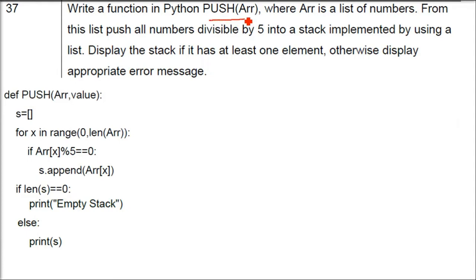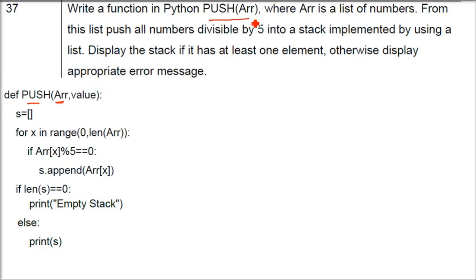First, it is clear from the question that it is given as push ARR. So you just have to take whatever they have written in the question. Don't use this value. There is nothing called value in the whole program. There are a lot of mistakes and errors in this, so we need to correct it in the sample question paper and solution.